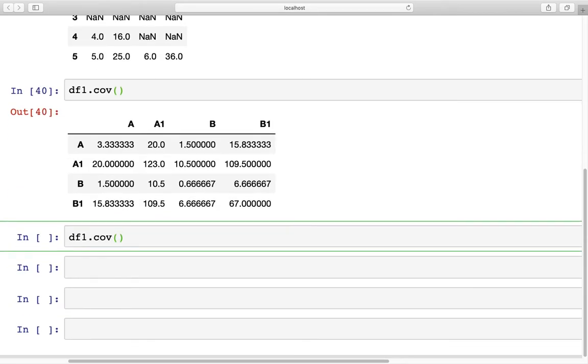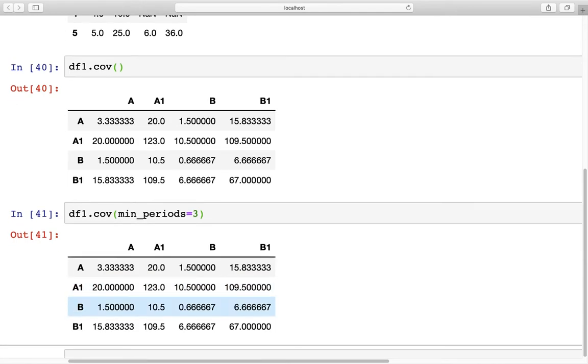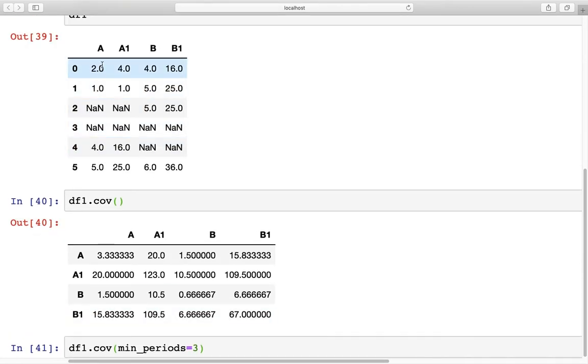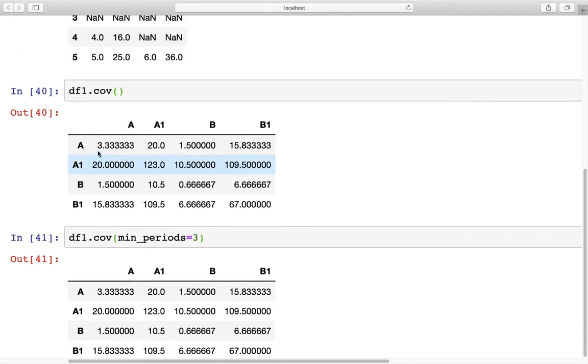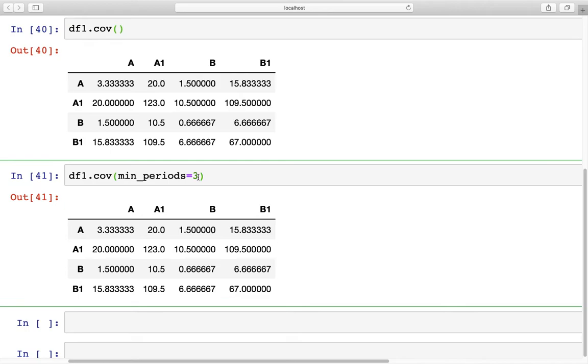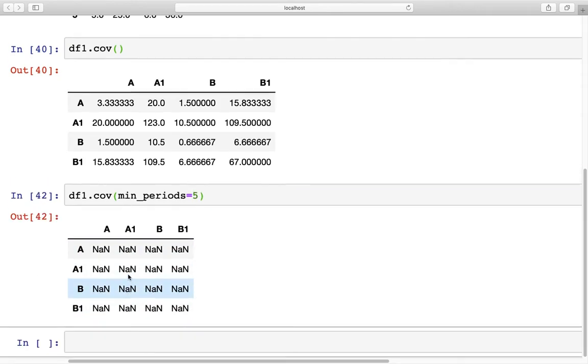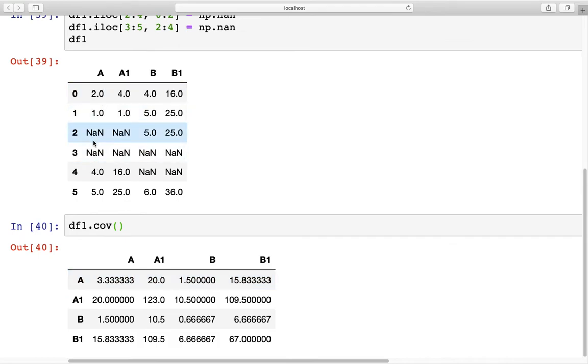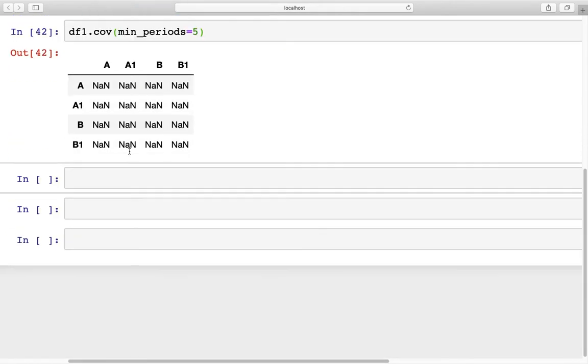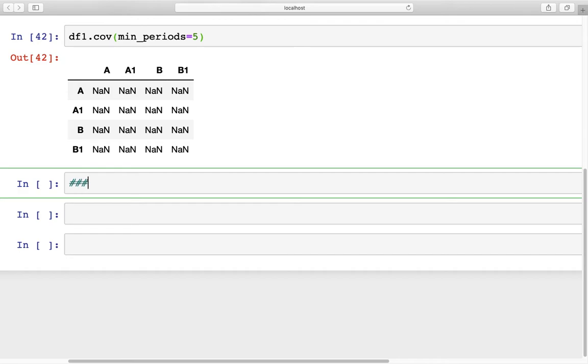df1.cov, and here we can specify min_periods equal to 3, and we'll get the answer back, because there are at least 3 values which are not NaNs, right? Now if you put a number of 4, it will still work, but if you put 5, we are going to get NaN back, because there are no 5 values there which do not have NaNs in that. Moving on, let's look at correlation.